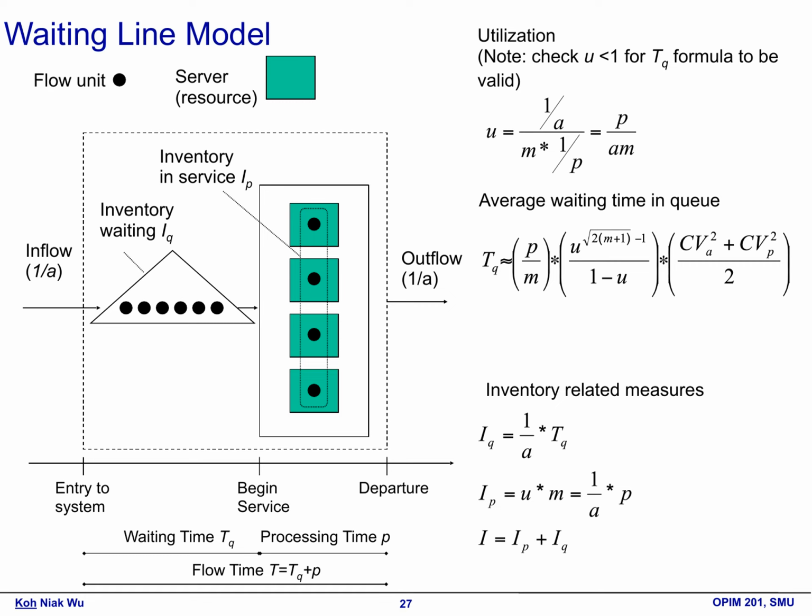In inventory management, we focus on specific formulas to help us understand and manage stock levels. Inventory in queue, IQ, refers to the inventory that is waiting to be processed or in queue. Inventory in process, IP, indicates the inventory that is currently being worked on or processed. The resulting inventory, I, is the total inventory in the system. Note that this is Little's law in action.